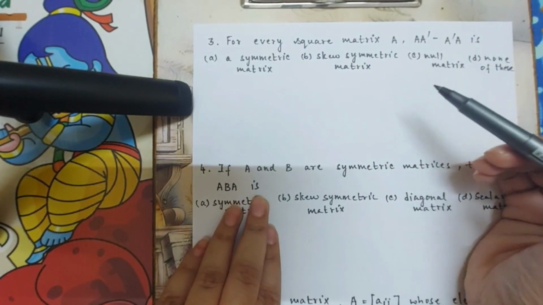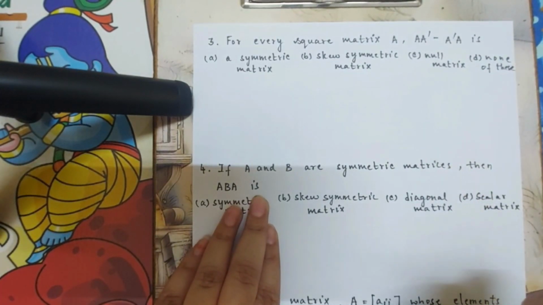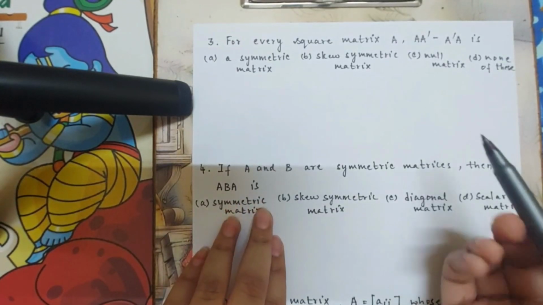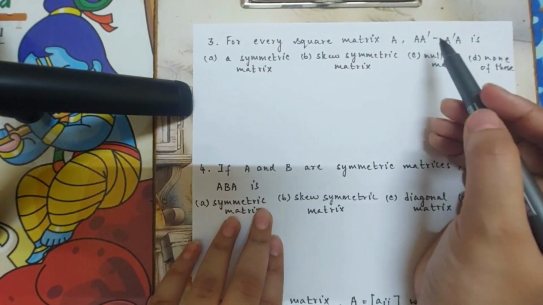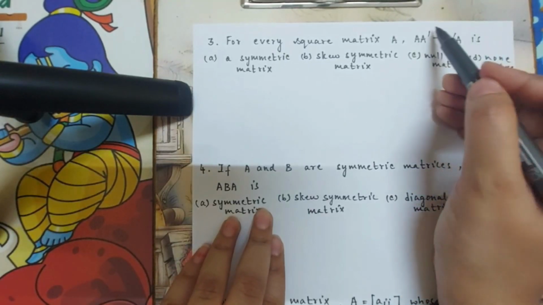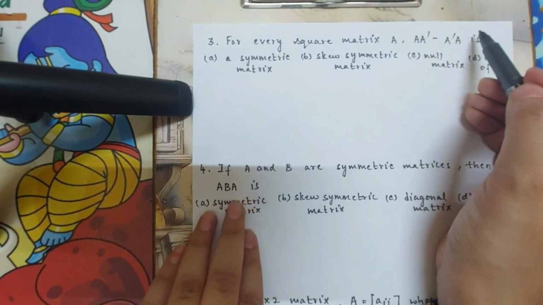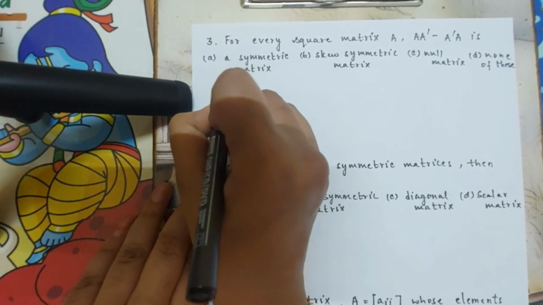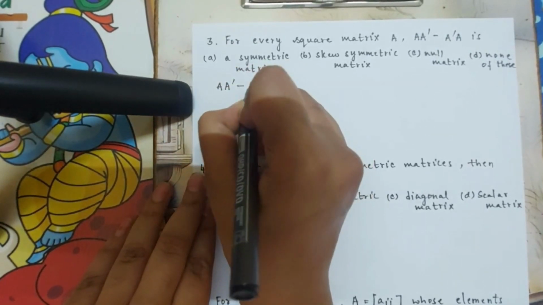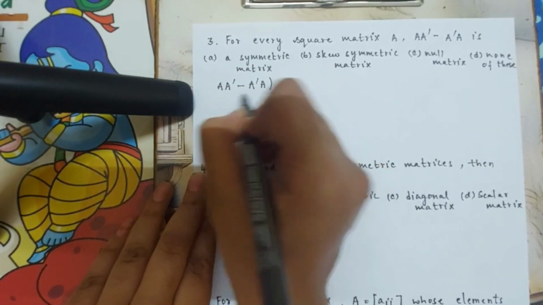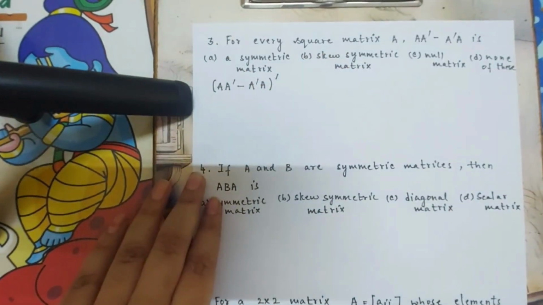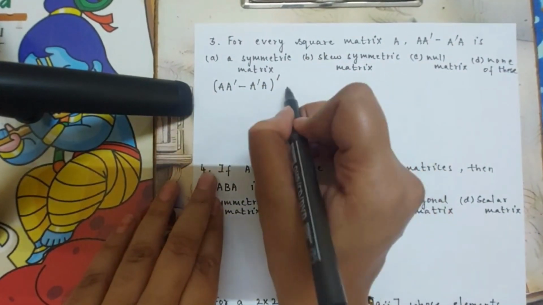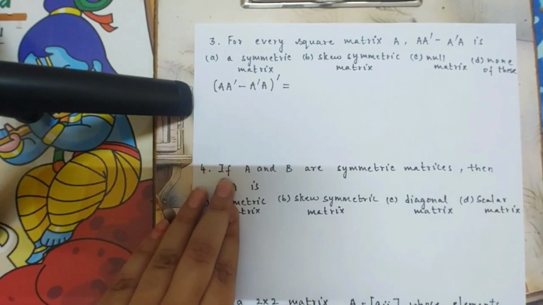See, the first thing is, if we had elements, we would have taken the transpose of it and found out what kind of matrix it is. So even here we will be taking the transpose of this whole expression. First, I'll write the expression as it is, A dash minus A dash A, and I'll consider the transpose of the whole expression.